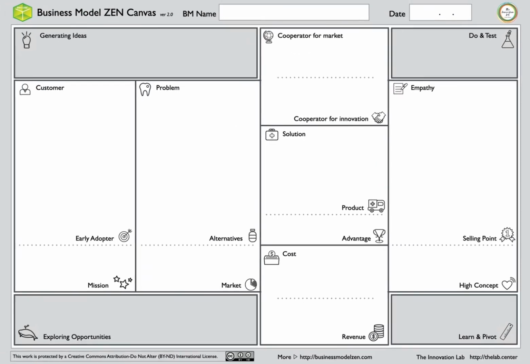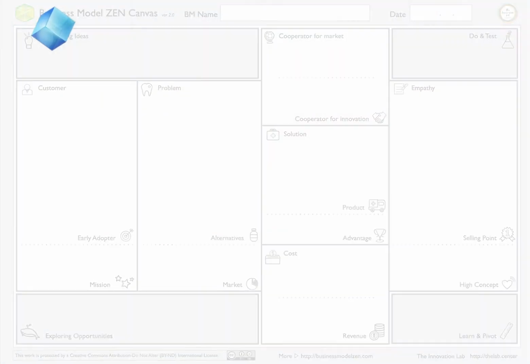We hope your business to be great with this Business Model Cube in the long innovation journey.